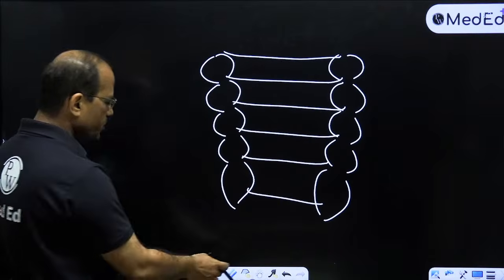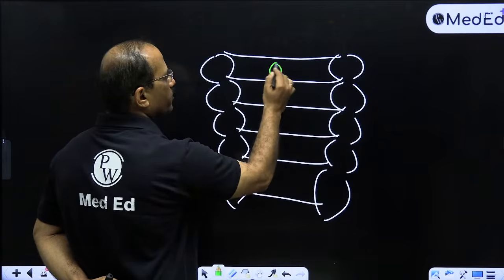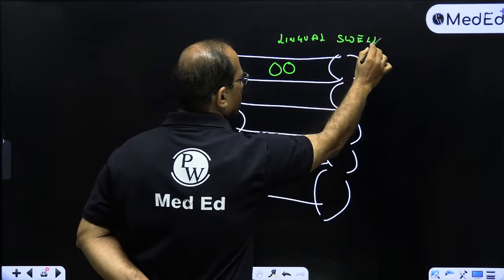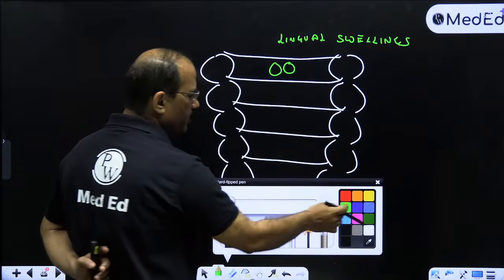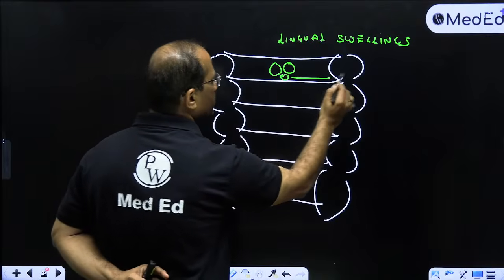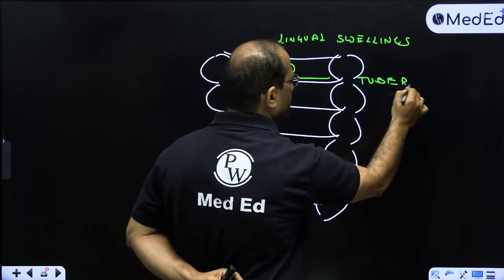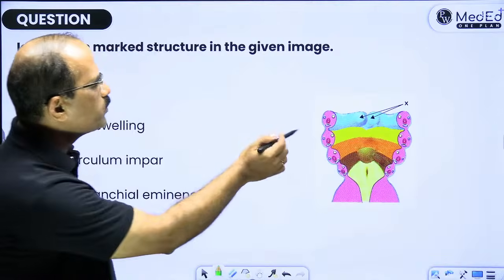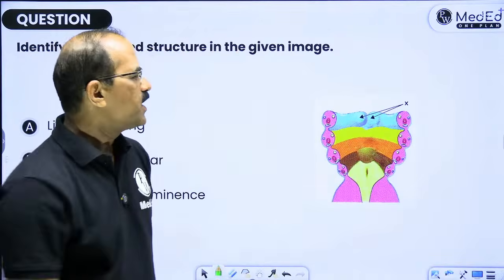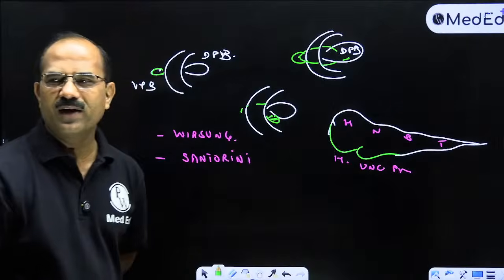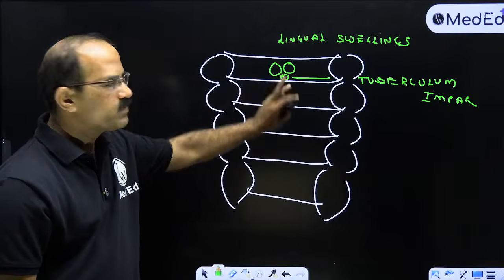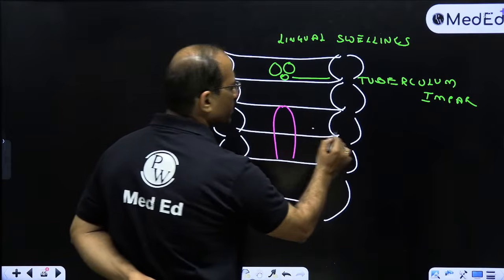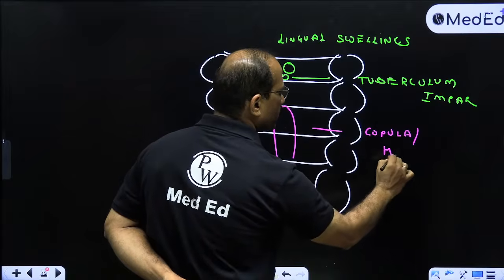In the first pharyngeal arch, we get two swellings. This is what we call the lingual swellings. And we get another swelling behind it. This is what we call the tuberculum impar. So these are the two lingual swellings. Below the lingual swellings, there is going to be the tuberculum impar, right? That's the tuberculum impar. In the third and the fourth arch, you get what is known as the copula or the hypobranchial eminence.